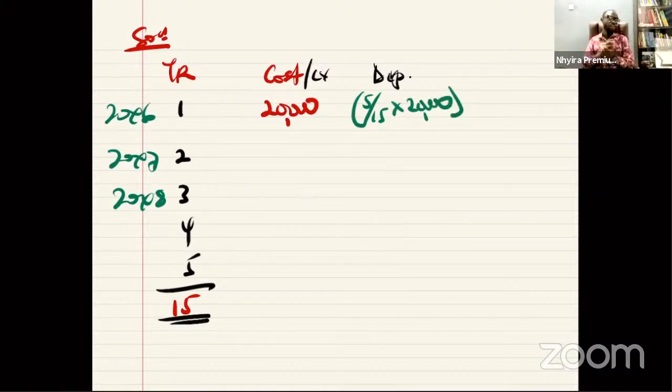Are you getting the idea? 5 over 15 times the 20,000. Then we can get our carrying value here. So 5 over 15 times 20,000. We are working to the nearest thousand, so that's about 6,667. That's the depreciation figure, so you take it out from the 20,000. Please confirm that as well.